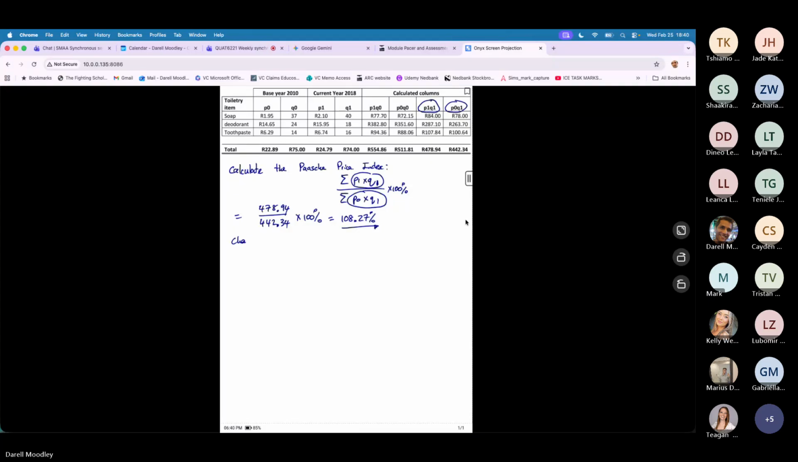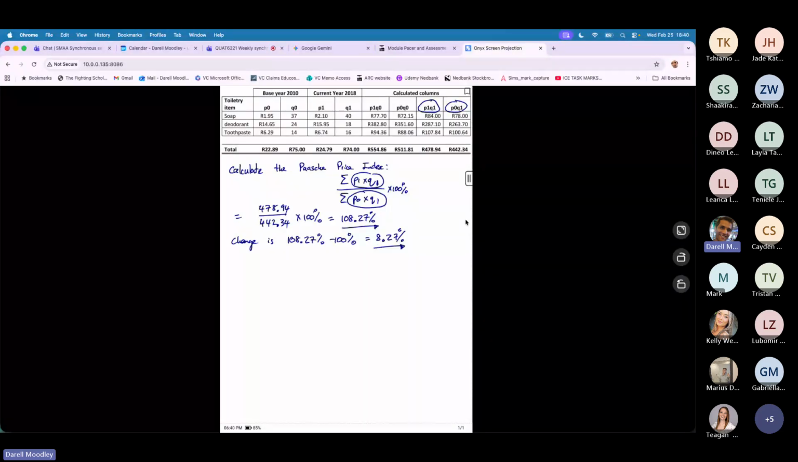Right, now let's work out the change. Change is 108.27% minus 100%, which is 8.27%. Now I know some of you might be thinking, the change might just seem too obvious for you. Whenever you get a value that's over 100, you can just easily read off that change, 8.27%. And you're perfectly fine to do that. Okay, if it saves you time and it's easier for you, do it that way.